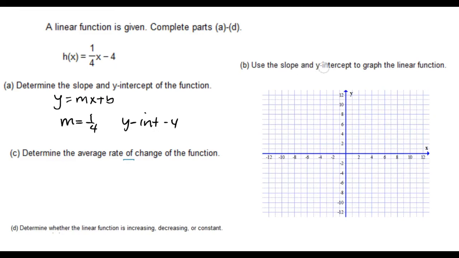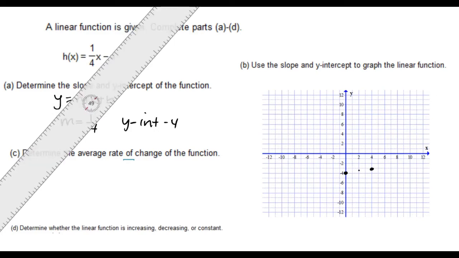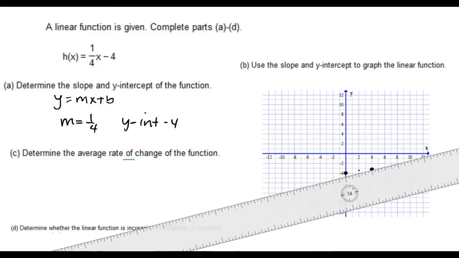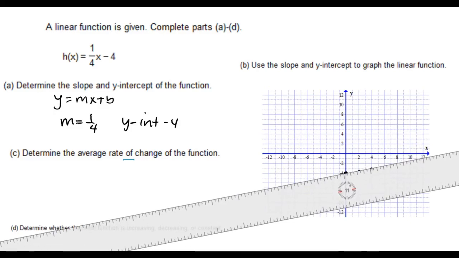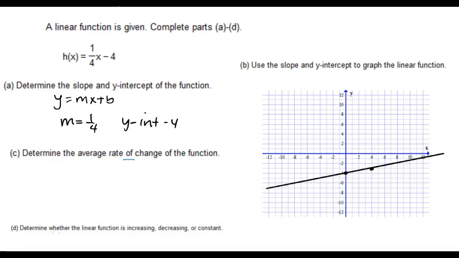Then we're going to use the slope and the y-intercept to graph the linear function. So we have a y-intercept of -4, and the slope is 1/4, so I'm going to rise 1 and run 4, and connect those 2 points with a straight line. Then we want to determine the average rate of change of the function.